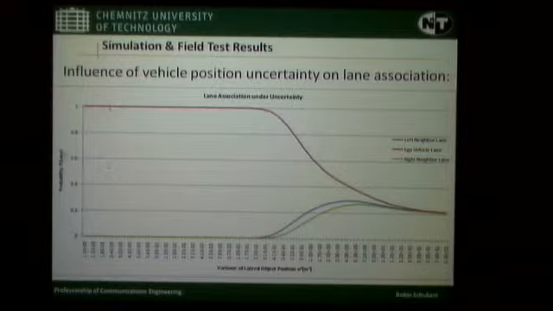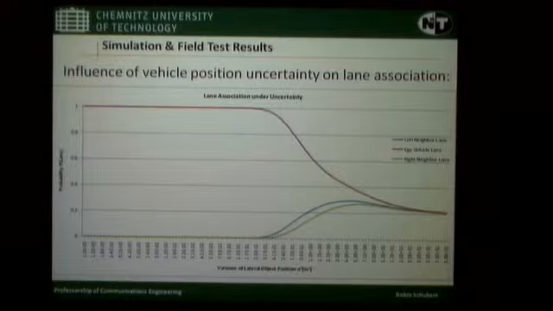So here on the y-axis, you can see this lane probability. And what we have done here, we have increased the variance of the lateral object position. So we have, for example, assumed that we have another sensor which has much worse angular resolution or something like that.